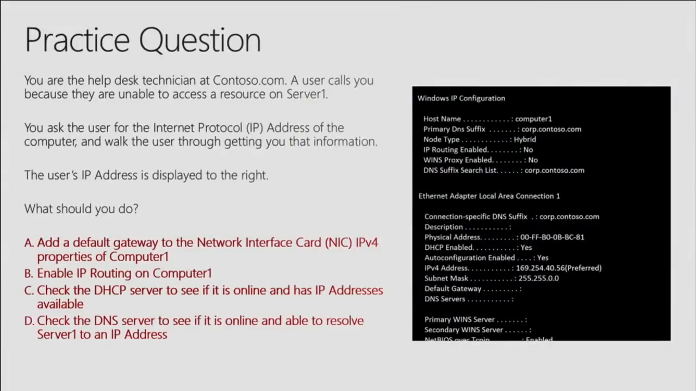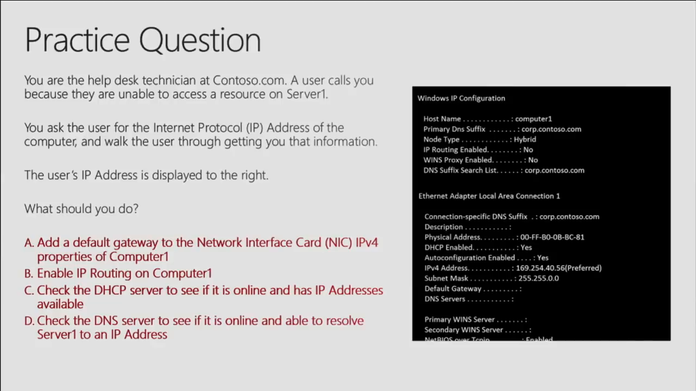So in that spirit, let's take a look at this practice question. I want to know basically what's wrong with this picture. Let's read it out. You're the help desk technician at contoso.com. A user calls you because they are unable to access a resource on server 1. You ask the user for the IP address of the computer and walk the user through getting you that information. The IP address is as displayed on the right. And the question here is, what should you do?